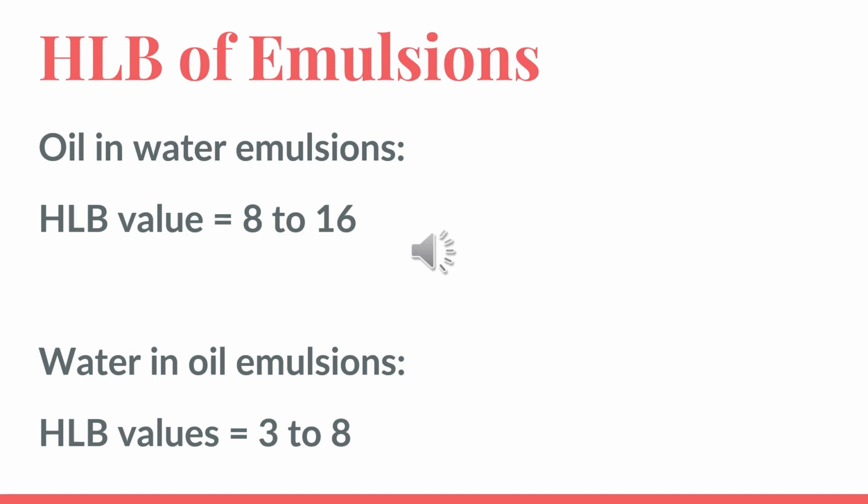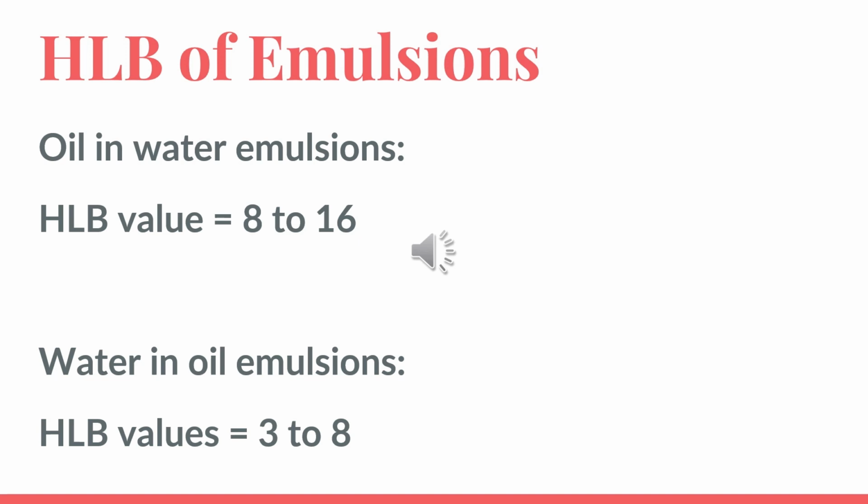How can we remember this? The lower value is 3 to 8 and the higher value is 8 to 16. Let's remember this with the trick of HH and LL. Here HH means a hydrophilic substance has a higher HLB value and LL means a lipophilic substance has a lower HLB value.